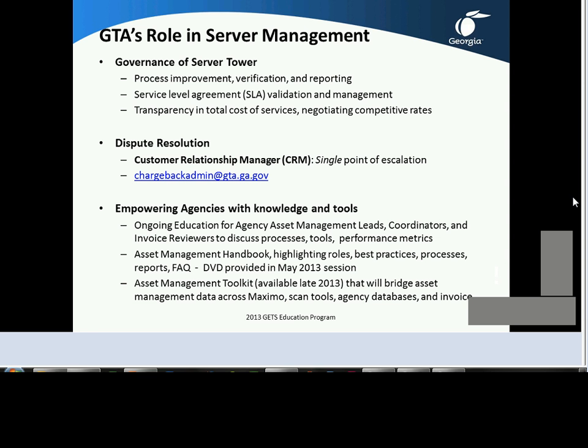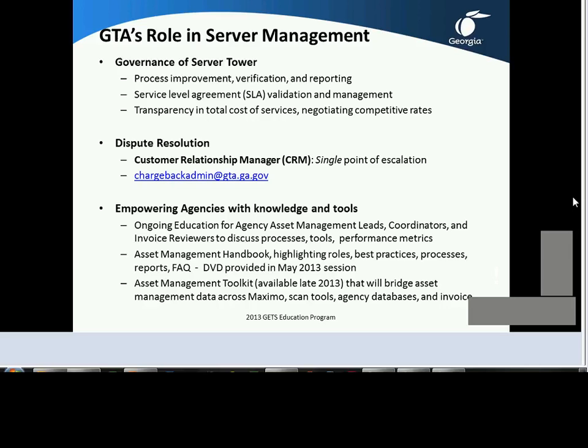And then we are empowering agencies with knowledge and tools. We have this ongoing education that we're doing here, but we also have education for agency management leads and coordinators that is happening, I believe, quarterly. There's the Asset Management Handbook that has come out recently. We provided a DVD in the May 2013 session. And there's an asset management toolkit that's being developed that will come out in late 2013 that will help bridge asset management data across Maximo scan tools, agency databases, and the invoice.